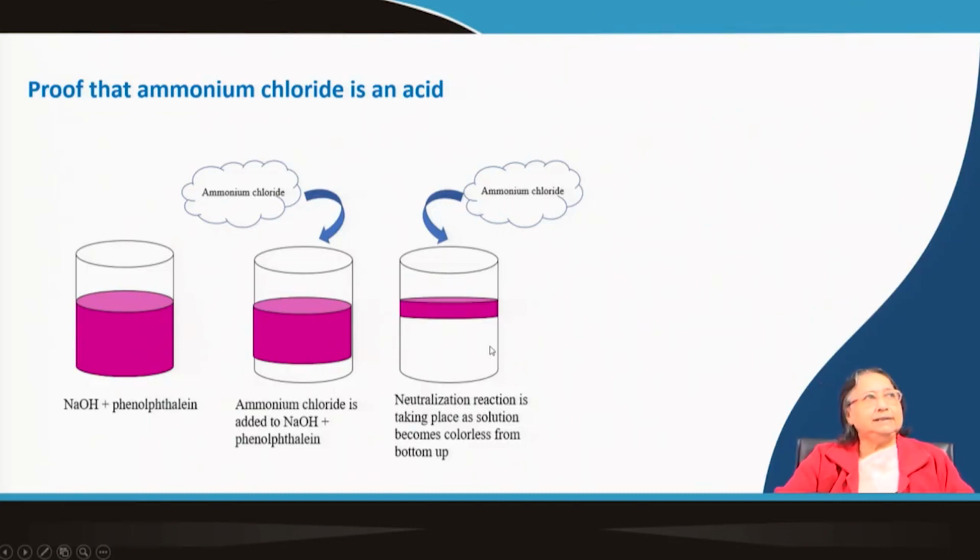That is because of the hydrolysis. Okay. Ammonium chloride, when it is hydrolyzed, then it will produce what? Ammonium hydroxide and HCl. HCl is stronger, that is why ultimately it will be neutralizing the solution. Okay. This is a very interesting experiment that you can also do.